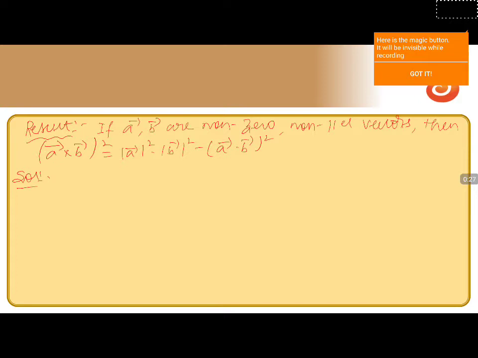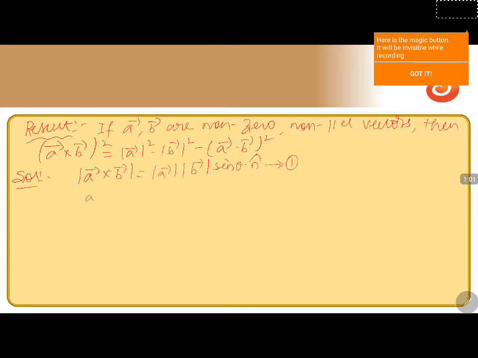In order to prove this result, first we will write the formula of the magnitude of A cross B. It is given by |A| into |B| into sine theta into n cap, where n cap is a unit vector which is perpendicular to both the vectors A as well as B. Call it equation 1.